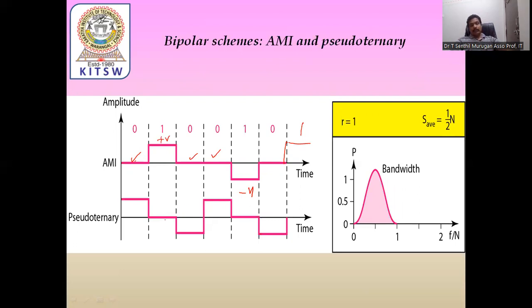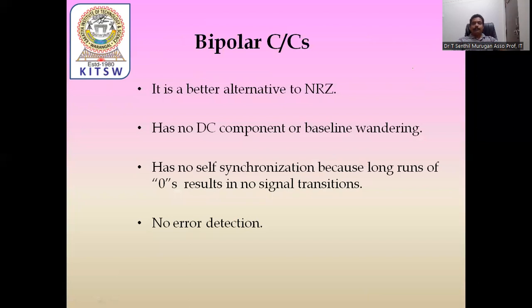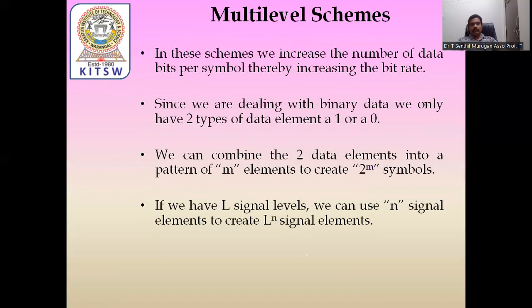Pseudoternary is just the opposite. Whenever 1 is there, it is represented on the 0 line. But whenever 0 is there, the voltage alternates: here plus voltage, then the opposite here. Wherever 0 is there, the alternation will be there. Here minus, this plus voltage; here already plus voltage is there, here minus voltage is there. So these are the techniques used in line coding. It is a better alternative to NRZ, as there is no DC component and no baseline wandering. But there is no self synchronization because long runs of zeros result in no signal transition, and there is no error detection either.